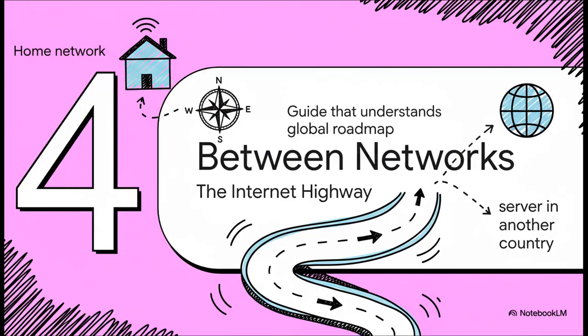But what happens when your data needs to leave the neighborhood, right? What if it needs to go from your home network all the way to a server in, say, Japan? Well, for a trip like that, it's going to need a guide, something that understands the entire global roadmap of the internet.